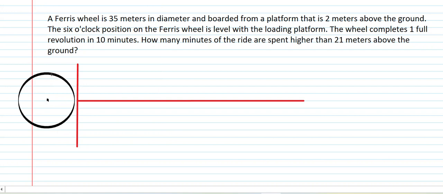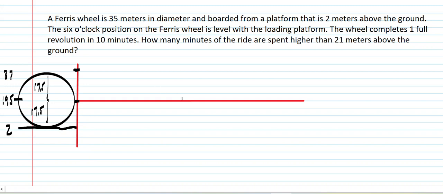And so if the diameter is 35, that means that this is 17.5 and this is 17.5. And the bottom here is 2 meters above the ground. So that means if this is 2 and we add 17.5 to that, we're at 19.5. And then up at the top here, we would be at 37. So the top of our curve is going to go to 37. The midline is at 19.5 and the bottom is going to be at 2.